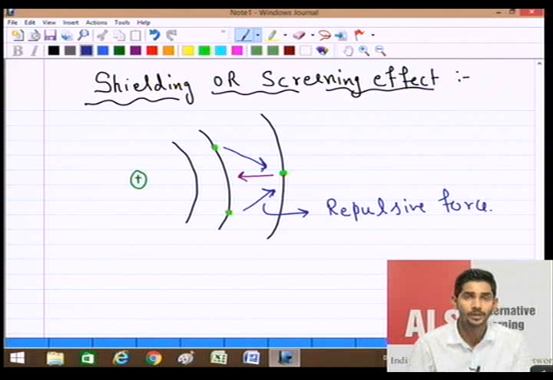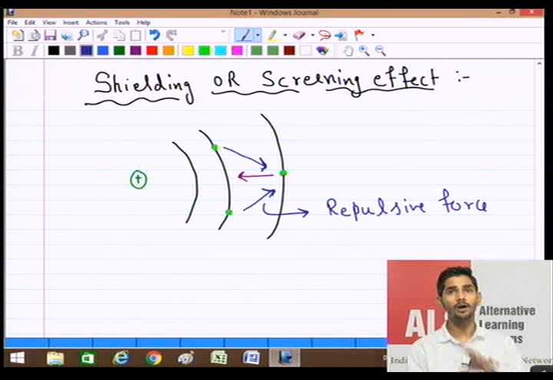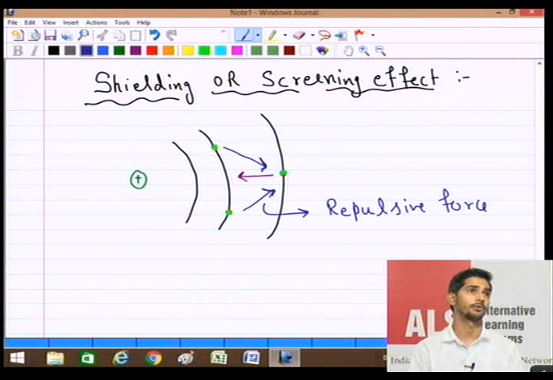Got it? Now my question is, if I remove these electrons which are present in the inner shell, will the outermost electron feel more attractive force or will it remain the same? My question is, if I remove the inner electrons, meaning there is no inner electron, then what will be the effect on the force of attraction to the outermost electron? Will it increase, decrease, or remain the same? Net attractive force.